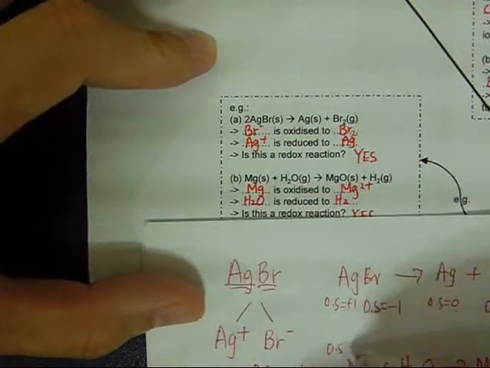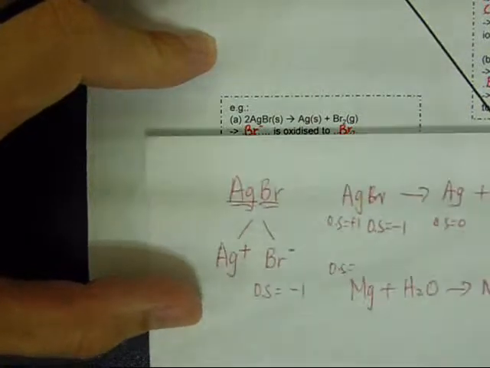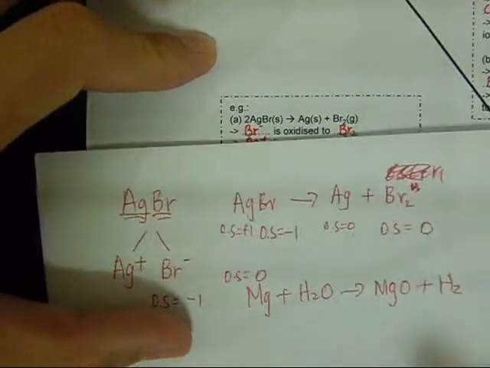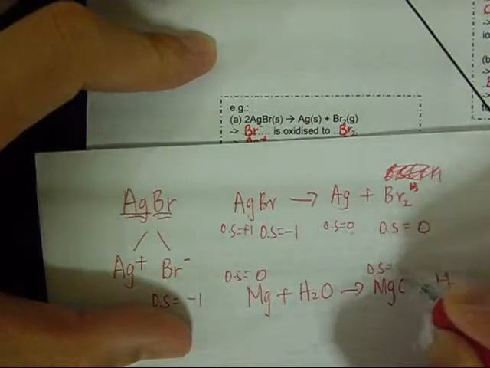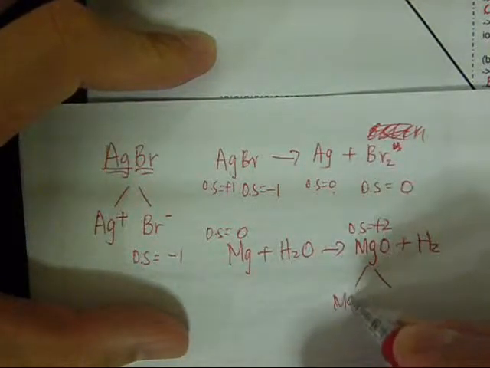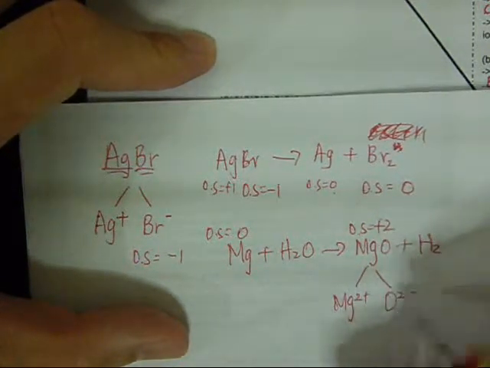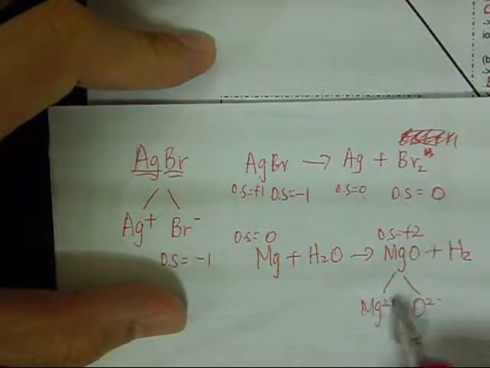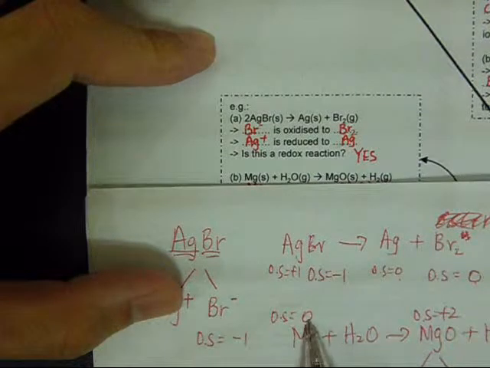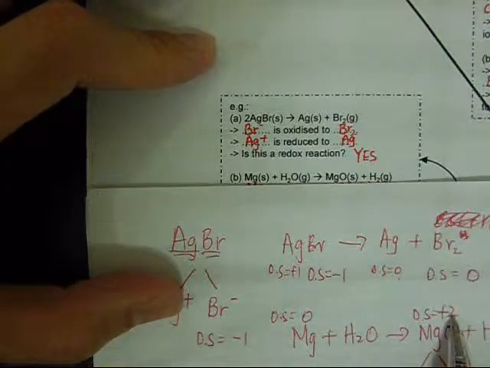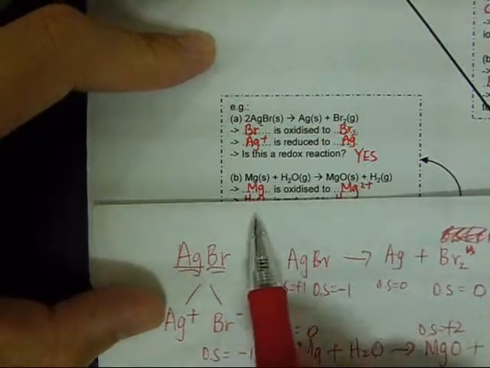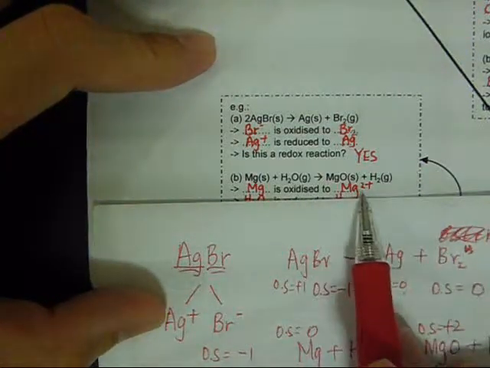So let's find out the oxidation state. The oxidation state for Mg would be 0 because there is no charge here. And for MgO, the oxidation state would be +2, because you can split it up into Mg2 plus and O2 minus. So the charge is 2 plus, therefore the oxidation state is plus 2. From 0 to plus 2 is an increase in oxidation state, and an increase in oxidation state means oxidation. Therefore Mg is oxidized to Mg2 plus.